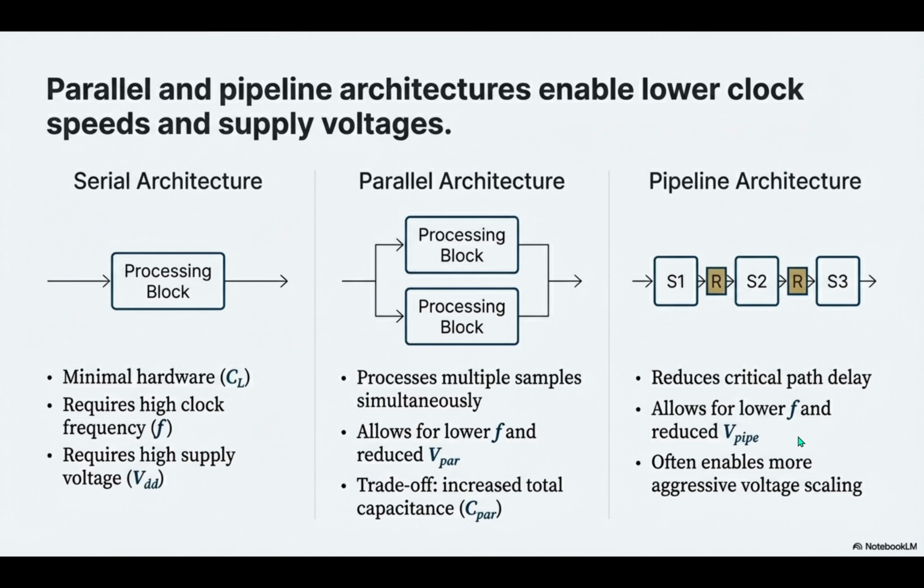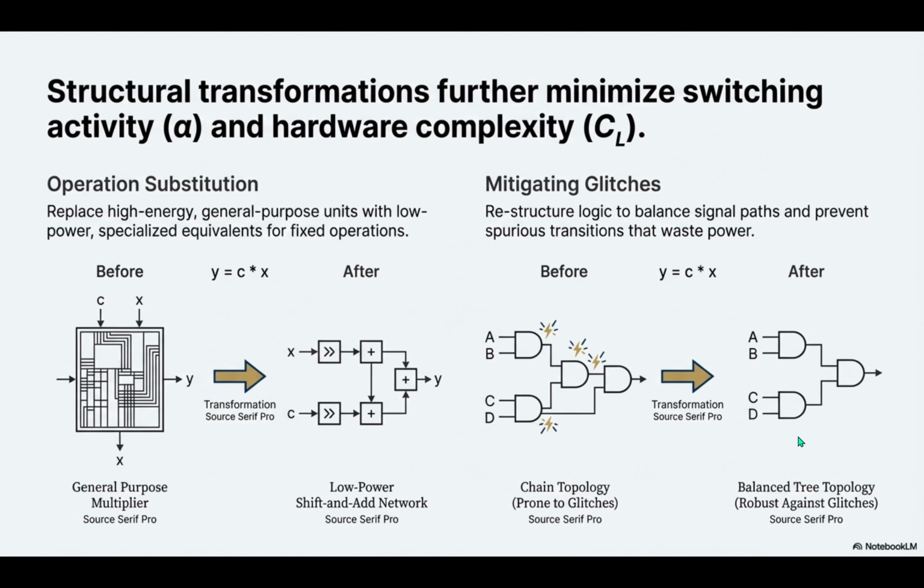Right, this is about avoiding overkill. If your code is doing a simple multiplication, say y equals c times x, where c is a fixed number, a constant, yeah. Don't use a massive general-purpose multiplier that can handle any two numbers. It's just a huge waste of energy. Instead, you substitute it with a specialized low-power circuit built just for that one multiplication, something like a shift and add network. It's tiny, it's simple, and it uses way less power.